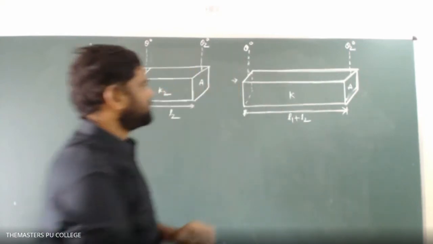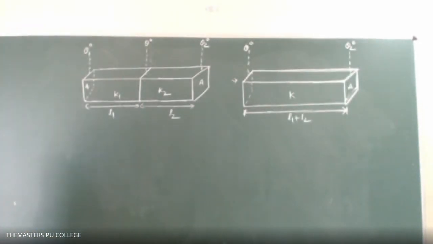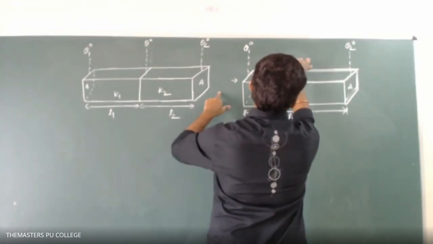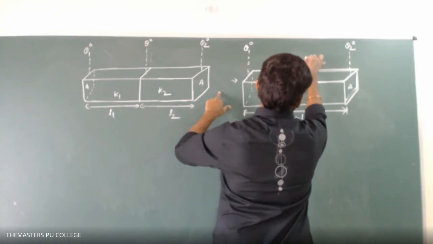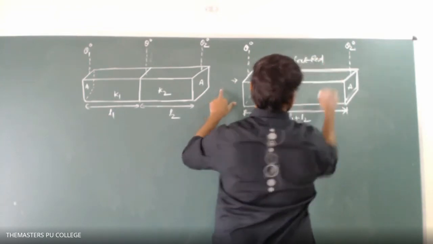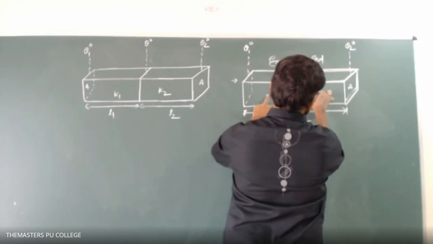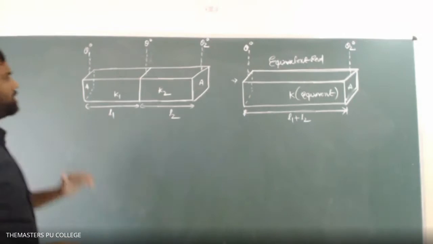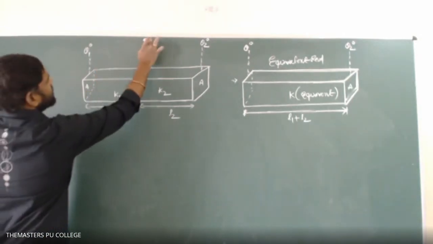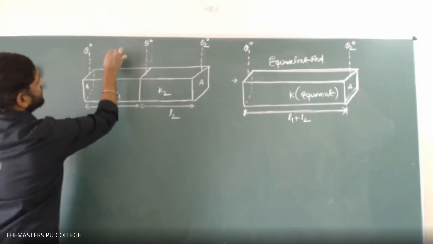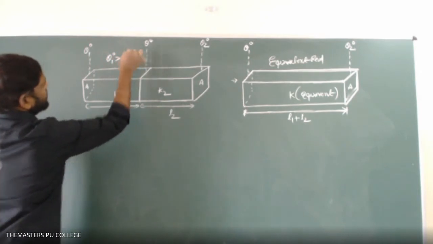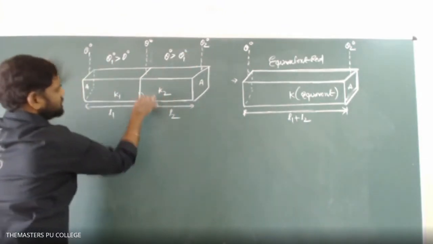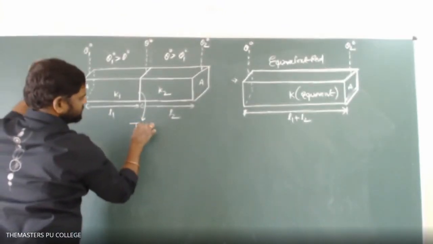Okay, so this is the thing. Yesterday we had drawn this, no? This is nothing but water. This is the equivalent rod, the equivalent conductivity. Theta 1 degree is greater than theta 2 degree. So this is nothing but the junction.